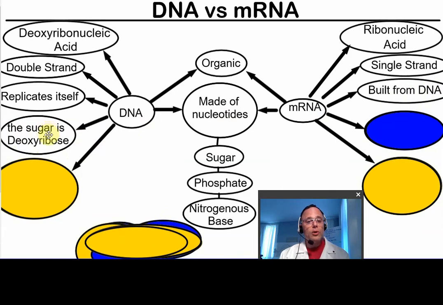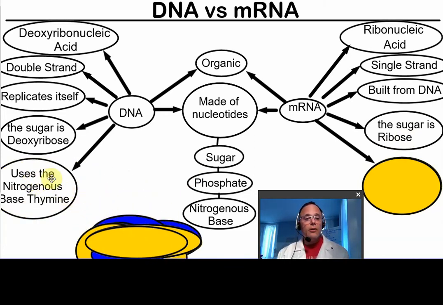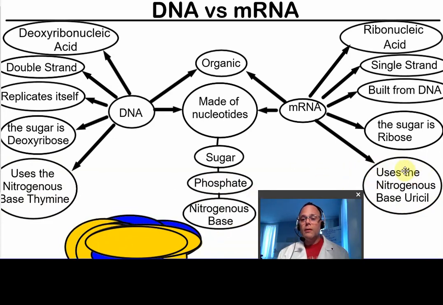In DNA, the sugar is deoxyribose, while in mRNA, the sugar is ribose. Oh, and just like enzymes end in ASE, these are sugars. They end in OSE. And lastly, DNA uses the nitrogenous base thymine, while RNA uses uracil. Otherwise, the other three bases are the same. All right, so that summarizes transcription.